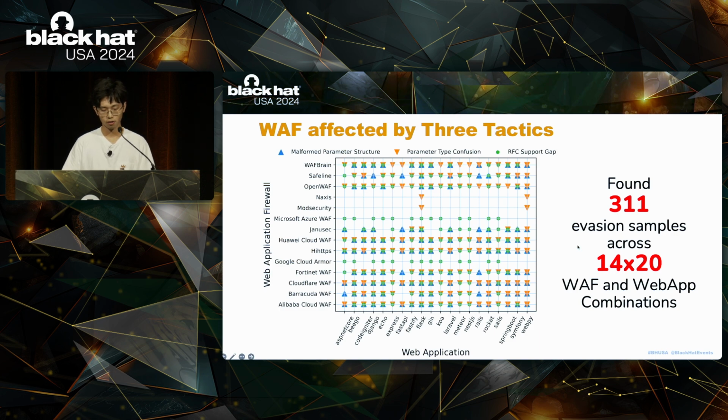So we totally found 311 evasion samples across 40 by 20 WAFs and web application combinations. We have seen that some WAF are very strict, like Nessus and ModSecurity, and some WAF, they didn't parse the body. But we still find approaches to bypass this WAF. Like for those WAFs that do not parse the body, we can use the encoding tactics to bypass their detection. And like ModSecurity and Nessus, we can use the content type smuggling tactics to mislead them to use the wrong parsers.